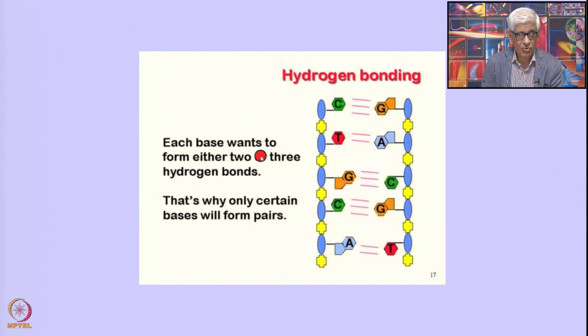Okay. So, this is the model which they put up, and of course, this was based on previous information available to them, that the number of C's is equal to the number of G's, and the number of T's is equal to the number of A's in the DNA. So, on that basis, they had put up this model. Then the C and the G are paired together through hydrogen bonds, and there are 3 hydrogen bonds between C and G, and there are 2 hydrogen bonds between T and A, and so on. So, this is how the model goes, that only certain bases will form pairs.